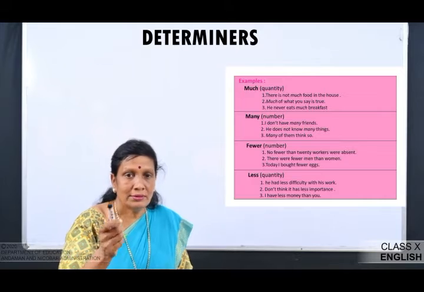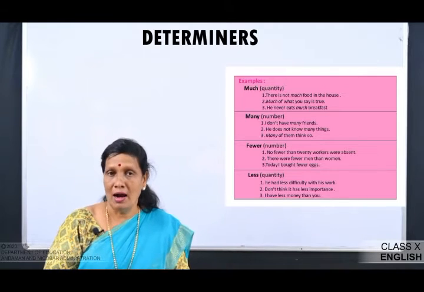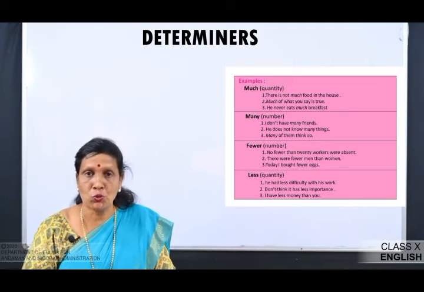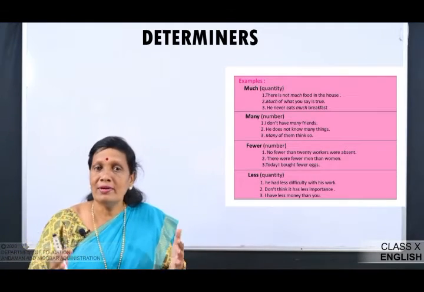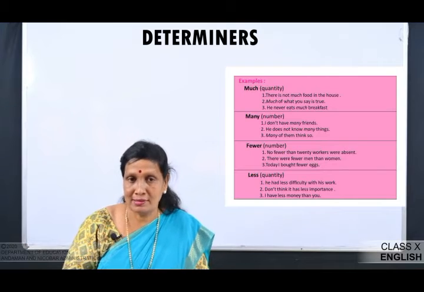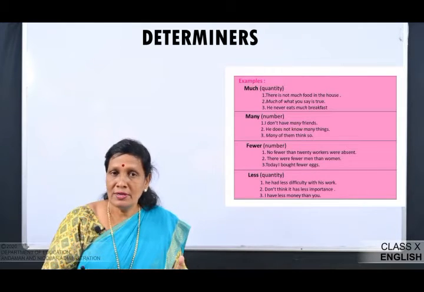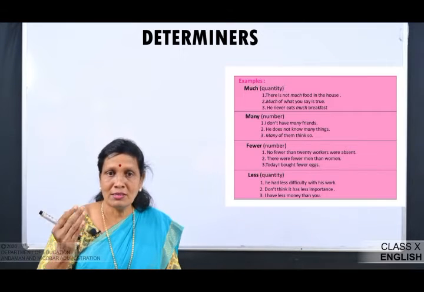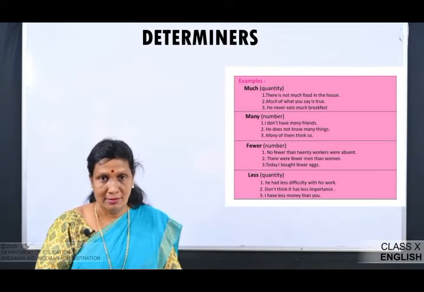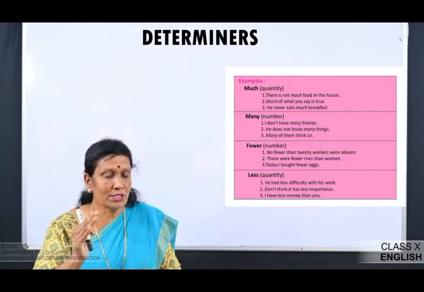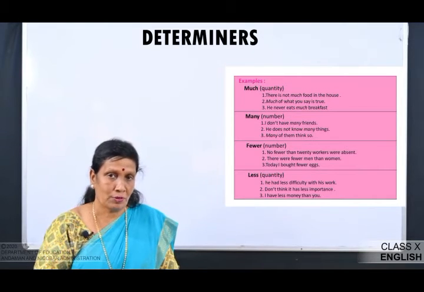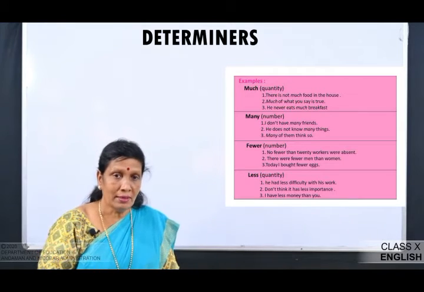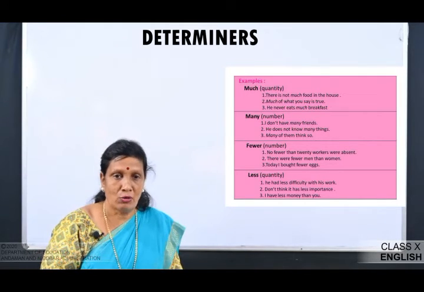There is not much food in the house. Much of what you say is true. He never eats much breakfast. So children, here: much food, much of what you say and much breakfast. All these are uncountable, so we use much. Okay. Now many, as I told you, is used with number and countable nouns.